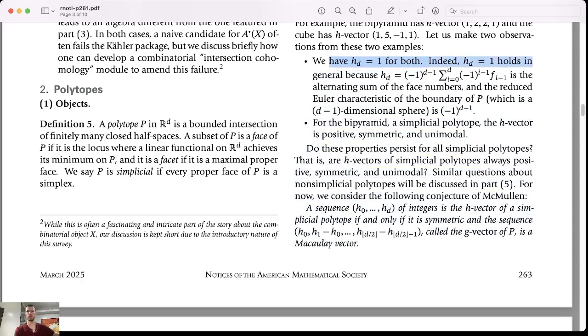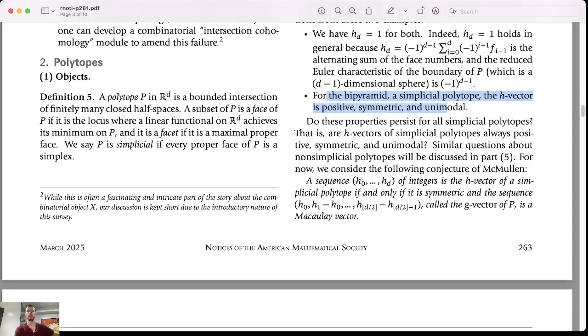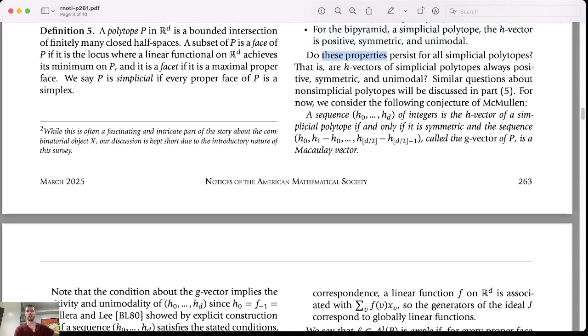Indeed, hd equals 1 holds in general because hd equals -1 to the d minus 1 times the sum over I from 0 to d minus 1 of -1 to the I minus 1 times Fi minus 1, which is the alternating sum of the face numbers, and the reduced Euler characteristic of the boundary of P, which is a d minus 1 dimensional sphere, is -1 to the d minus 1. For the bipyramid, a simplicial polytope, the H vector is positive, symmetric, and unimodal. Do these properties persist for all simplicial polytopes? That is, are H vectors of simplicial polytopes always positive, symmetric, and unimodal?